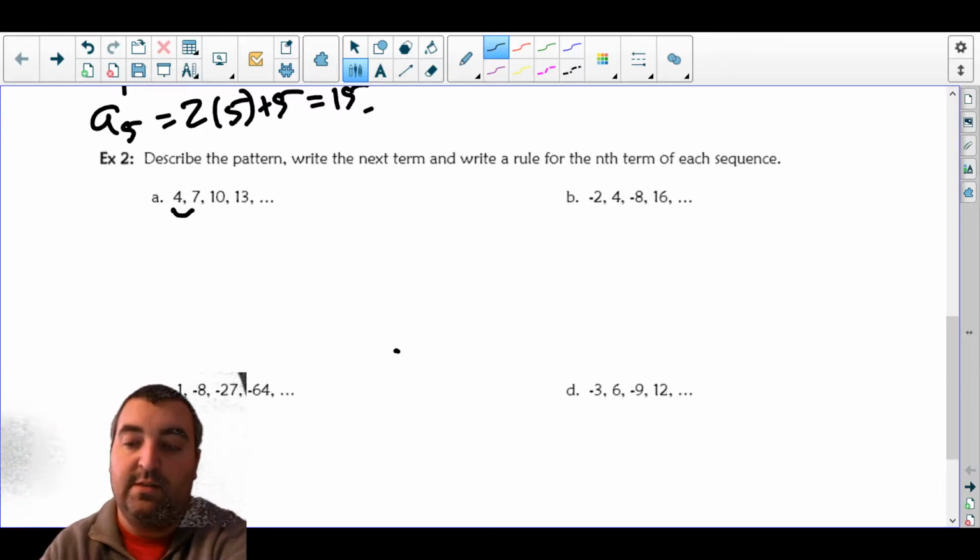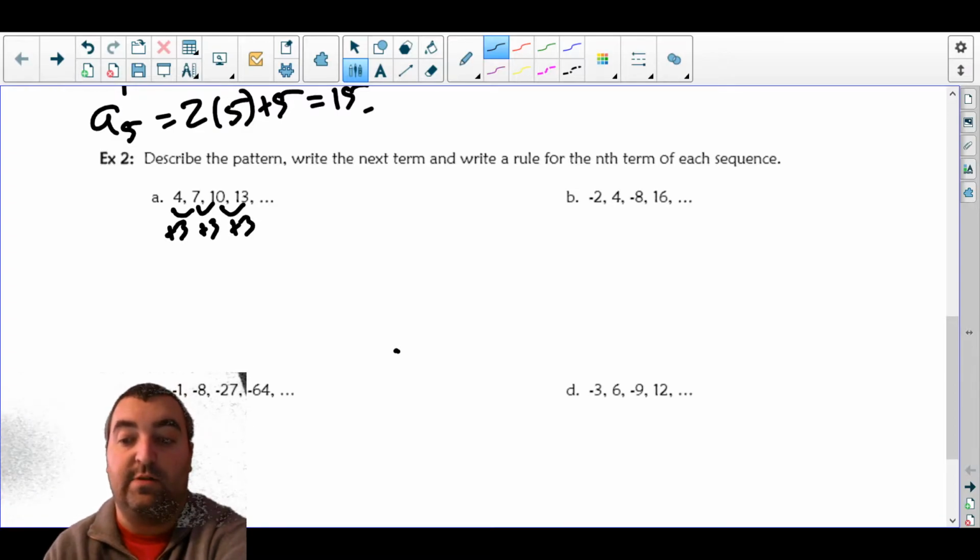So here you can hopefully see 4 to 7, 7 to 10, 10 to 13. Those are all adding 3.